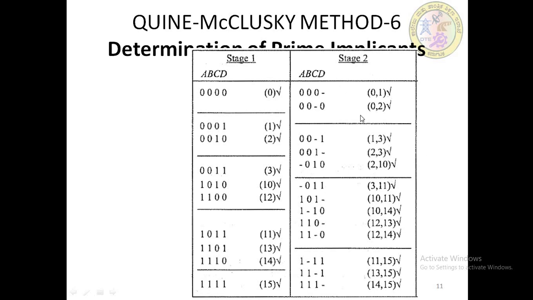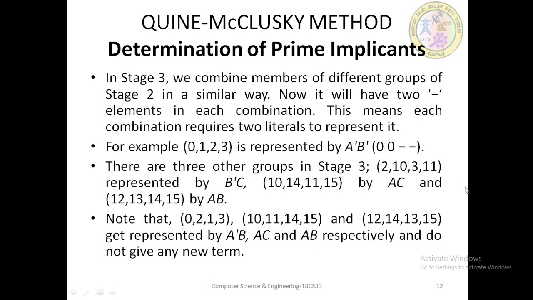This is stage 2, and we will do it in different stages. We are done with stage 2, and in the next stage we will once again compare these results. In stage 3, the steps repeat. We combine the members of the different groups from stage 2 in a similar way. Now we have two elements in each combination. This means once again there should be only one input code change, so we will ensure only those types of combinations.